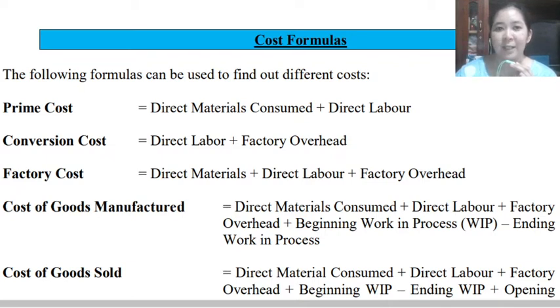So the first is prime cost. We already discussed this in our previous video lecture. Basically, your prime cost includes your direct materials and direct labor. For our conversion cost, this is the transformation process activities. So we will include here your direct labor and factory overhead. For the factory cost, this is also known as your manufacturing costs. This includes the three elements: our direct materials, direct labor, and factory overhead.